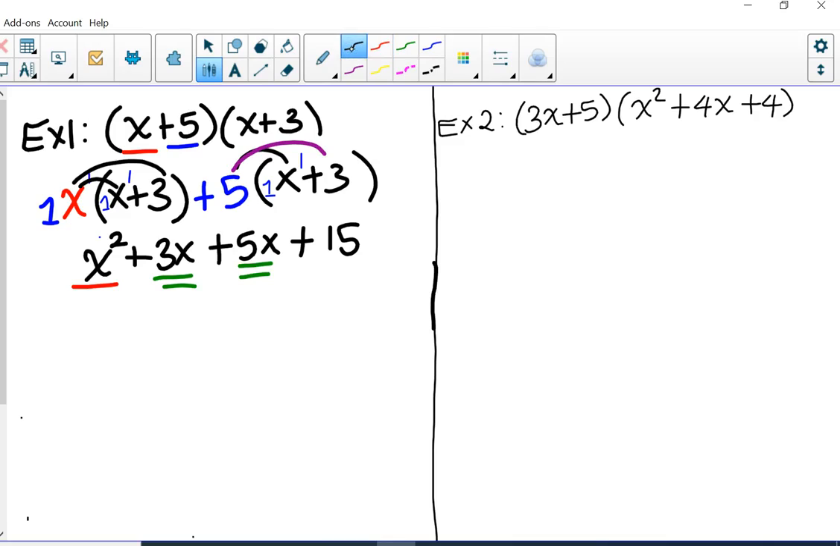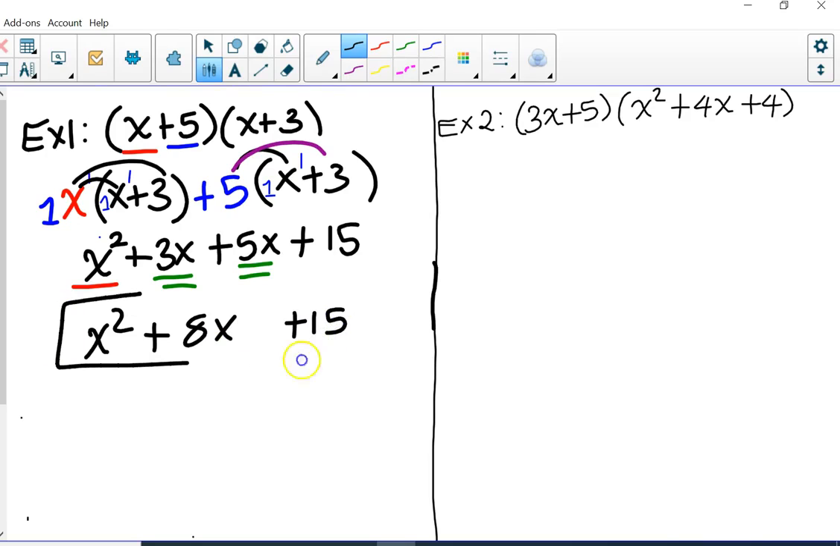Then I'm going to go ahead and combine my like terms. So x squared comes down. 3x plus 5x gives me 3 plus 5. In this step, all you're doing is adding the numbers in front. 3 plus 5 is 8, so you get 8x. And then the last term is plus 15. So that's it. This is my final answer.